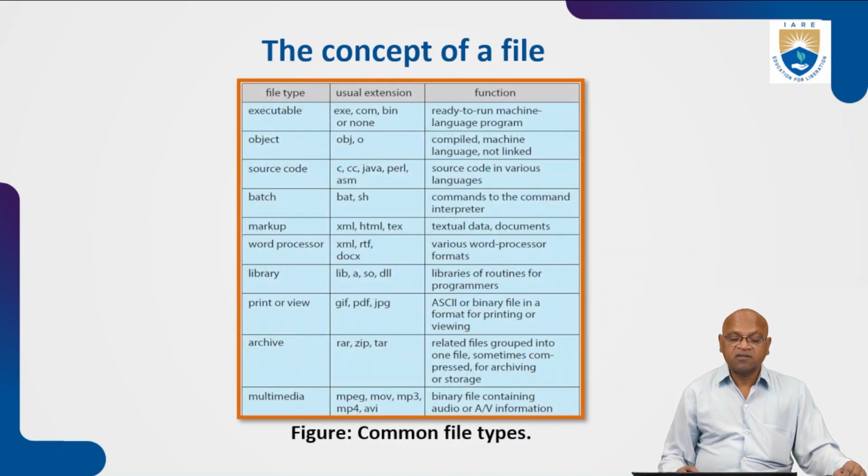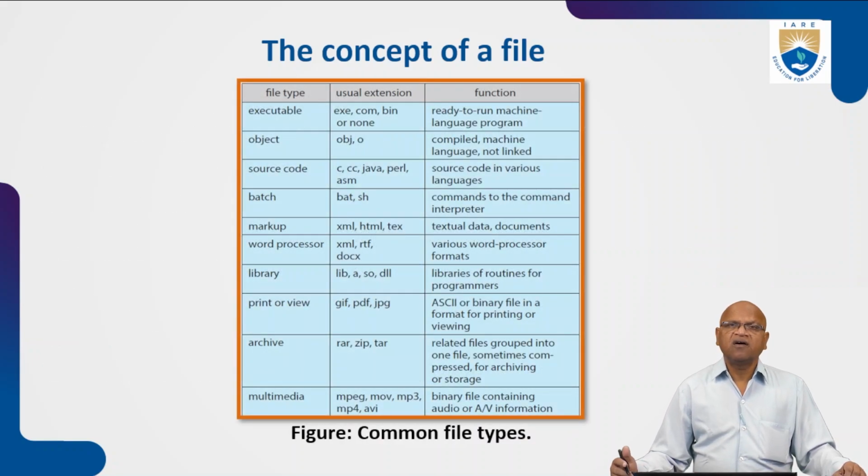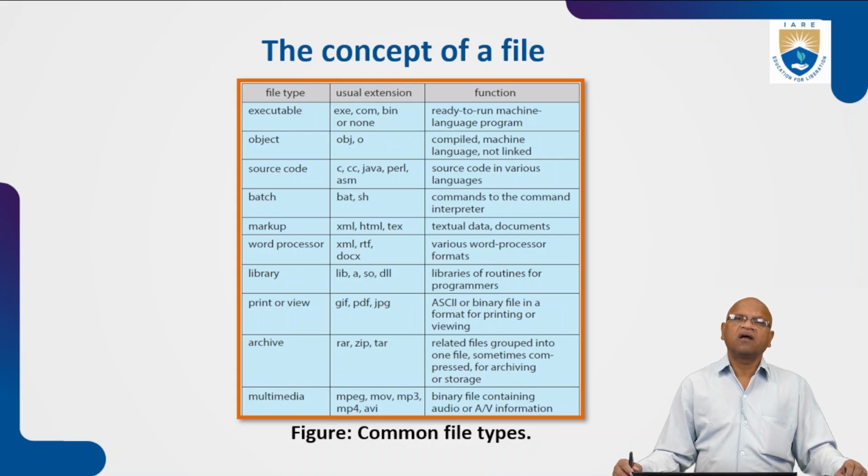Now this is a table we can see. For executable files, we use .exe and bin files. Object files have the .obj extension; these are compiled files in machine language, not linked. Source code is in C, Java, Perl and assembly language, source code in various languages. Batch files and shell files contain commands for the command interpreter. Markup files such as XML and HTML are used for web designing.